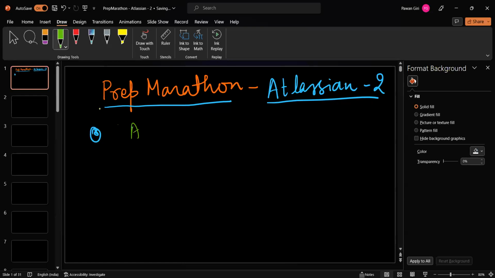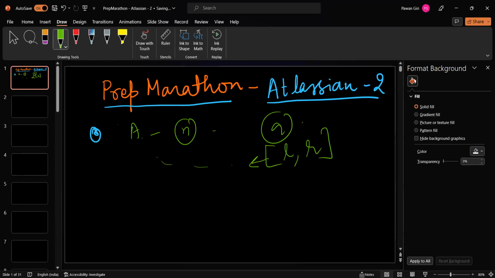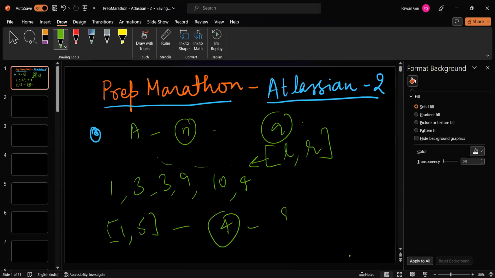Okay. What is given? You are given an array A of length n, let us say. And there are q queries also, and the format of queries is you are given two values L and R, and you have to find the number of values inclusive in this range from the array. So one example that we took is 1 3 3 9 10 4. This was our array, and the first query was 1 comma 5. The answer for this was four elements, which is 1, 3, 3, and 4.